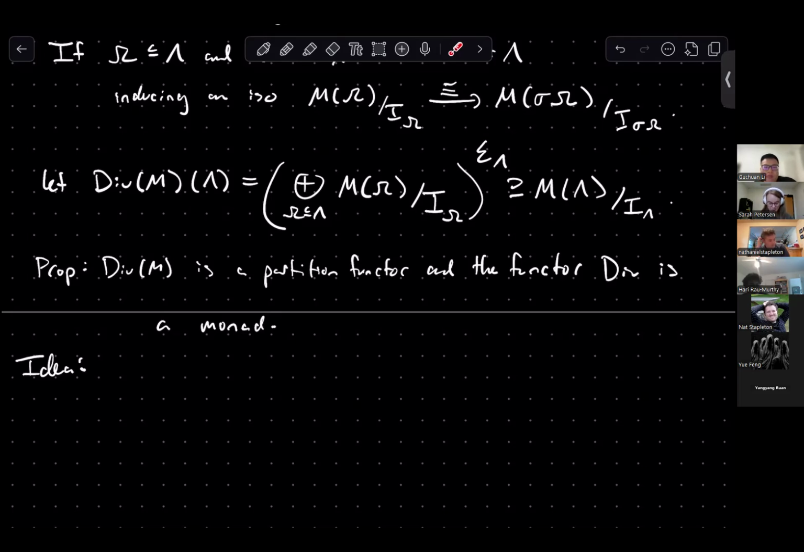So you can think about it as inspired by the transfer map from class functions of H to class functions of G when H is a subgroup of G. It's that kind of a formula.